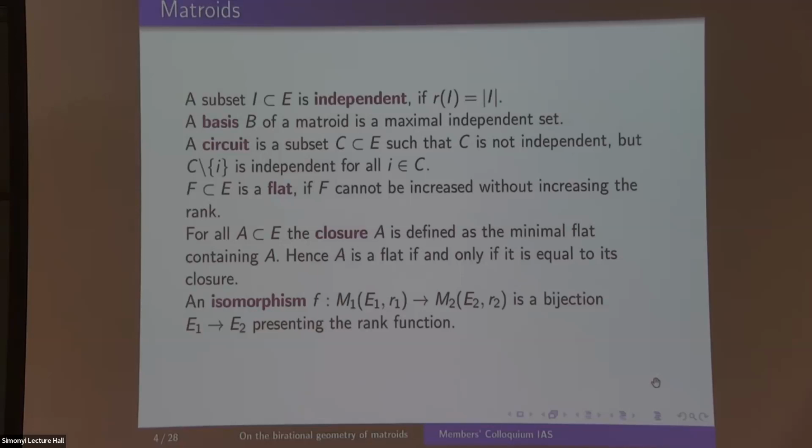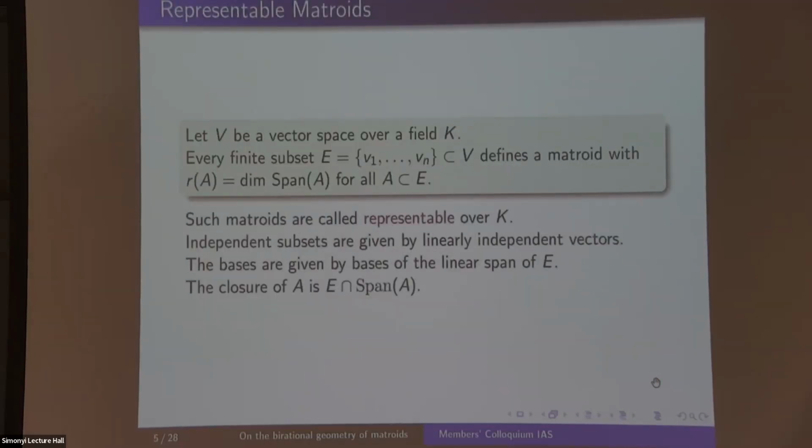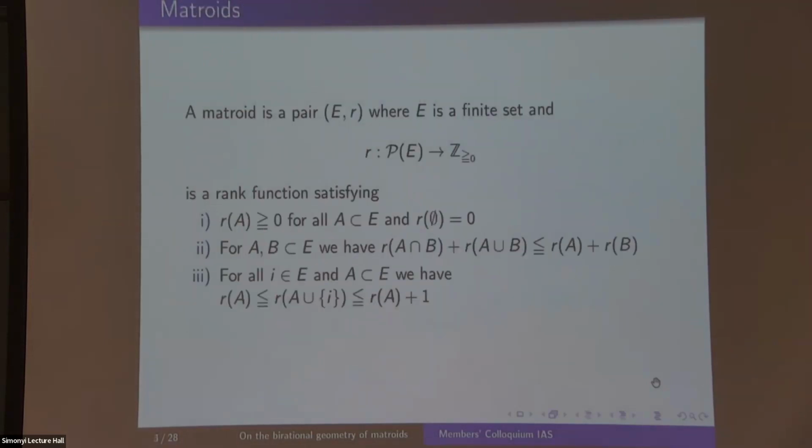Okay, so this is the general theory. Now to the examples everybody knows, which are called representative matrices. And they arise from finite sets of vectors in any vector space. And rank means dimension of the span, the linear span of these vectors. So of the minimal linear subspace of V containing those vectors. This will satisfy our conditions.